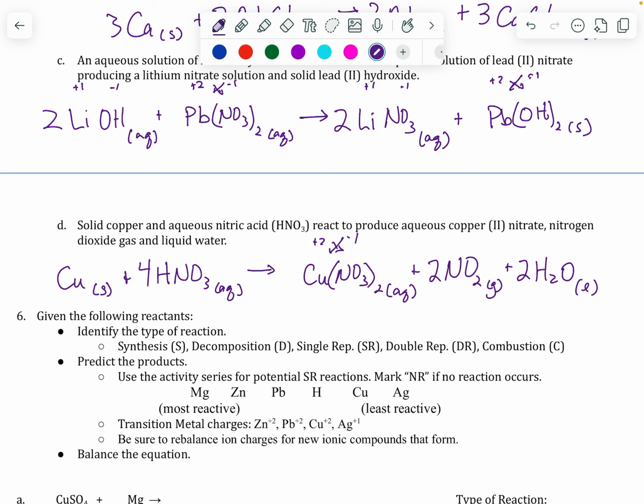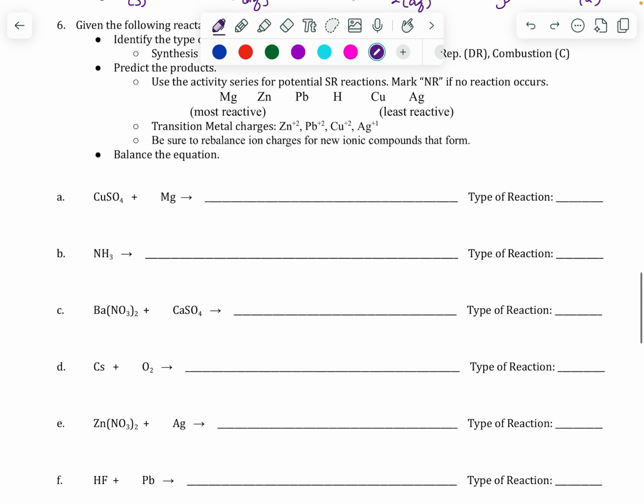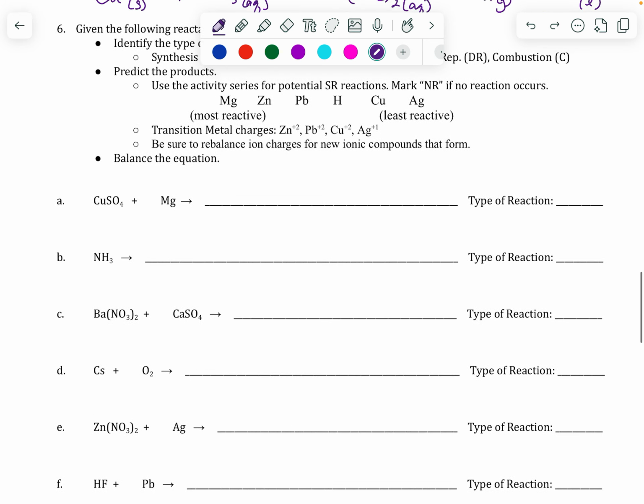And the last portion of this: identify the reaction type. If single replacement, then use the activity series. I give you common ion charges for the transition metals and rebalance the ion charges. So zinc and silver are always +1 and +2, but copper and lead are the ones that I'm actually telling you what they are. So let's go on. Does this work?